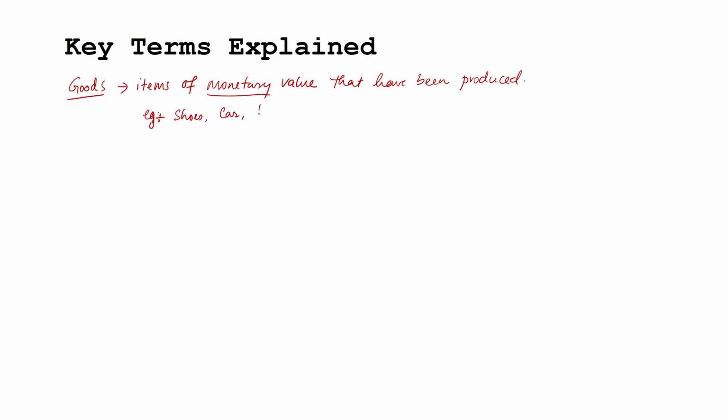Okay. Goods, in the simplest way to think about it, are items of monetary value that have been produced. So, examples of it are shoes, car, biscuits, etc. Okay. So anything that is physically being produced.